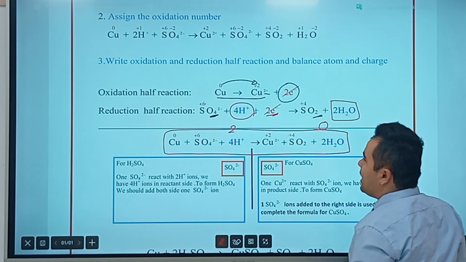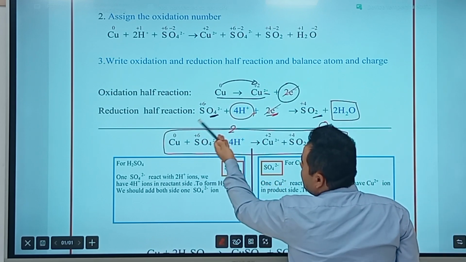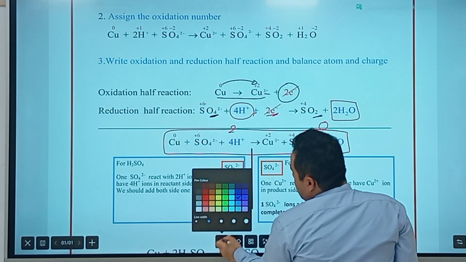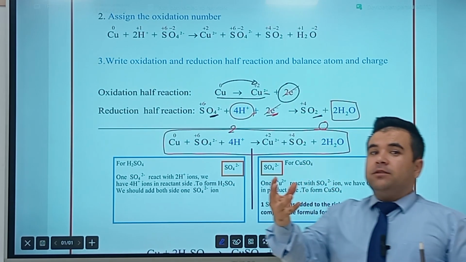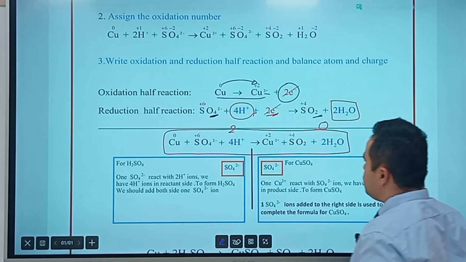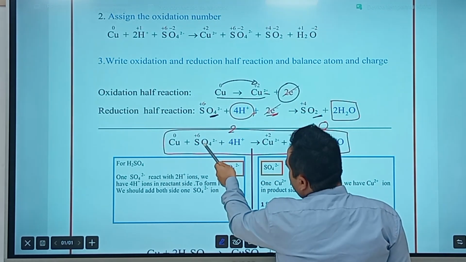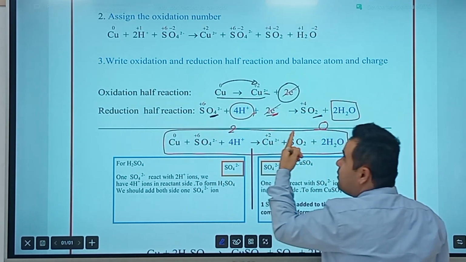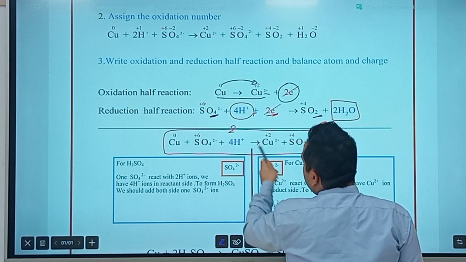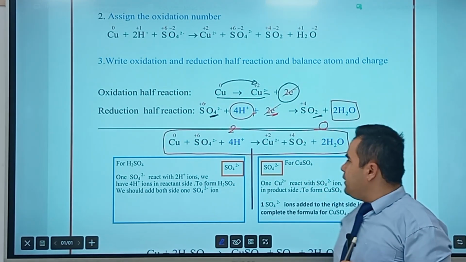In the main equation, guys, we have got H2SO4. For the H2SO4, every sulfate needs 2 protons. For one sulfate, we need 2 protons. How about here? We have got 4 protons. How many sulfates do we need?